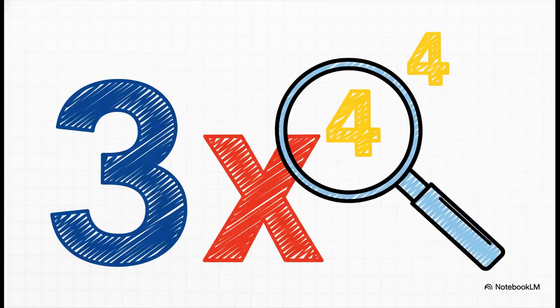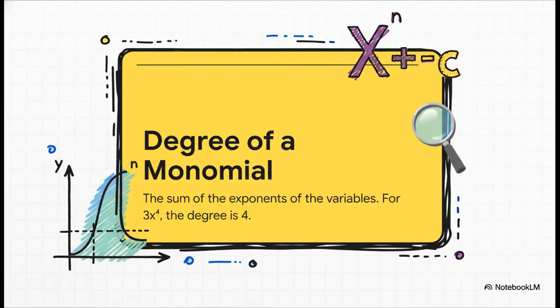Let's go back to one of our single bricks for a second. 3 times x to the power of 4. The power we're really interested in here is that tiny number up top, the exponent. And in math, that has a very specific name. That exponent is what we call the degree. It's that simple. For 3x to the 4th, the degree is 4. Now, that's pretty straightforward for just one term. But what happens when you have a whole chain of them in a polynomial and they all have different powers?